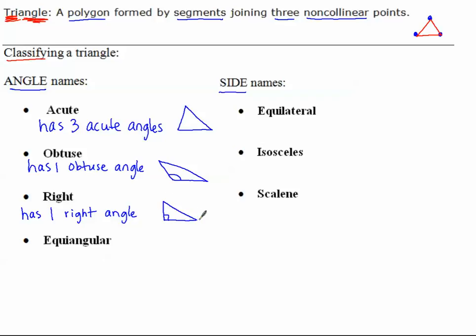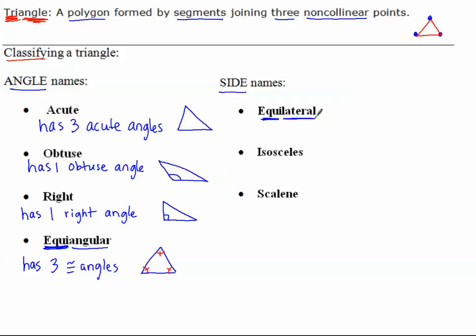An equiangular triangle has, look at what this part of the word is, equi is like equal. Angular, angles, has 3 congruent angles. So when I draw that, I try to make all 3 angles look like they're the same measure, but we need to mark that they're the same measure with angle congruent marks. So this is just a review of how to classify triangles by their angles. Here's a review of how to classify them by their sides.